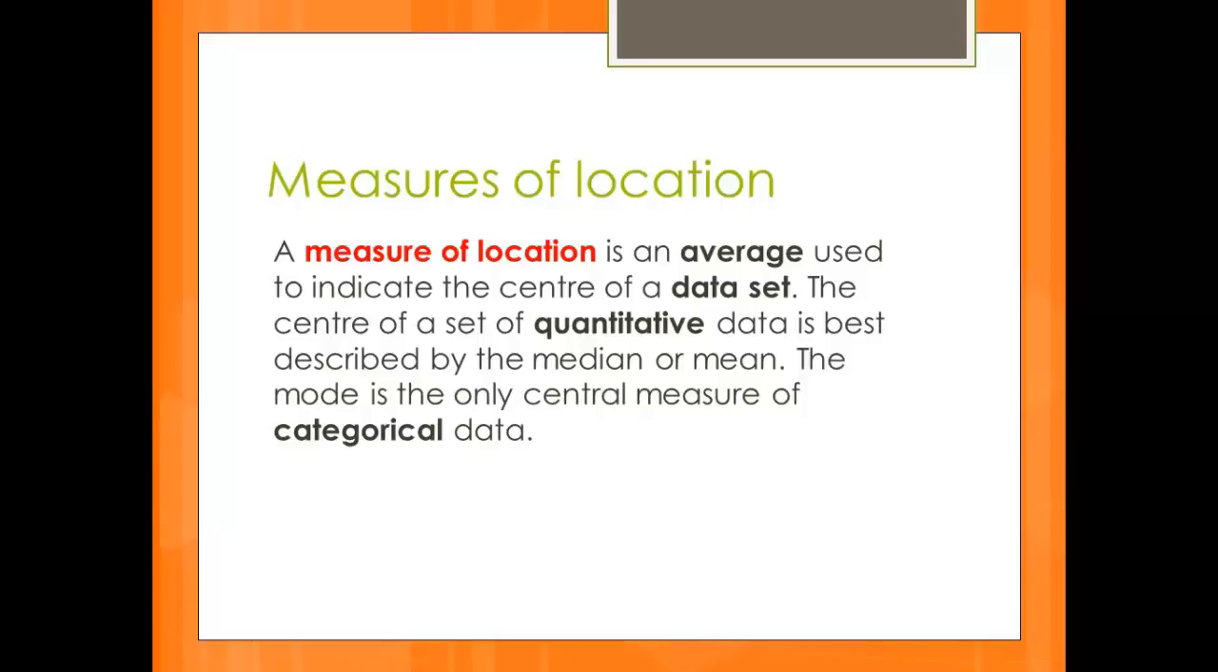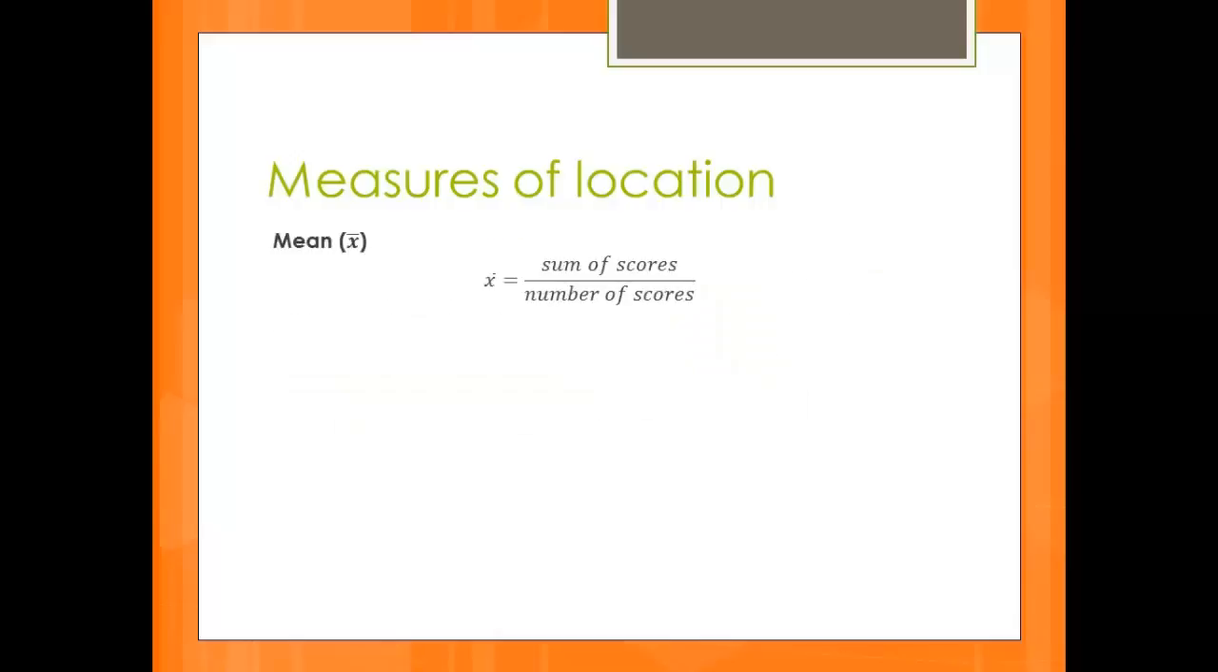The best measures to describe quantitative data are the mean or the median. The best measure for categorical data is the mode. To find the mean, we find the total of all the scores and then divide this by the number of scores. We can also write this formula as sigma x over n, which we read as the sum of all scores divided by the total number of scores.